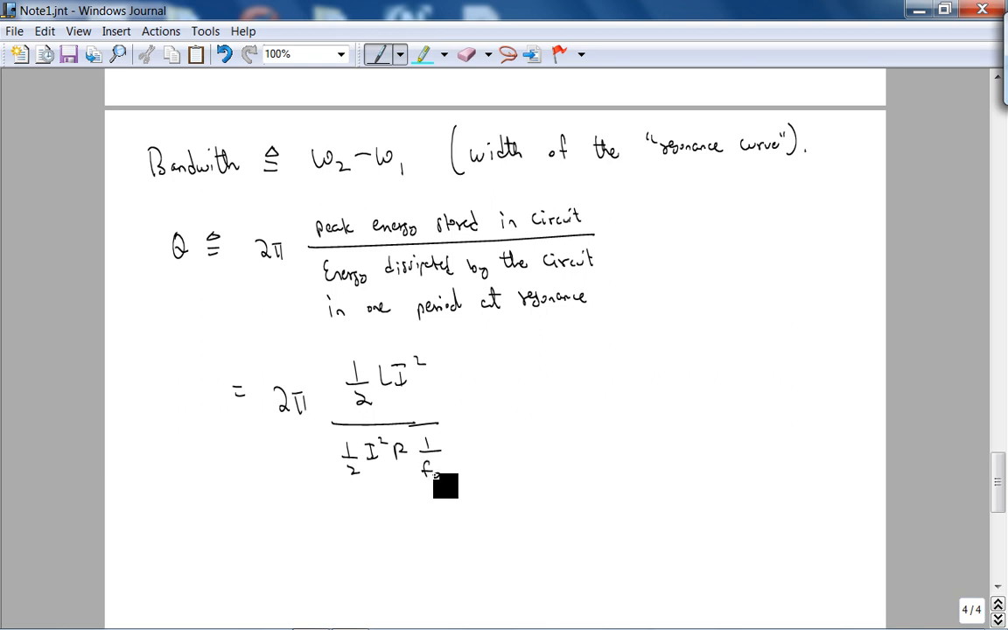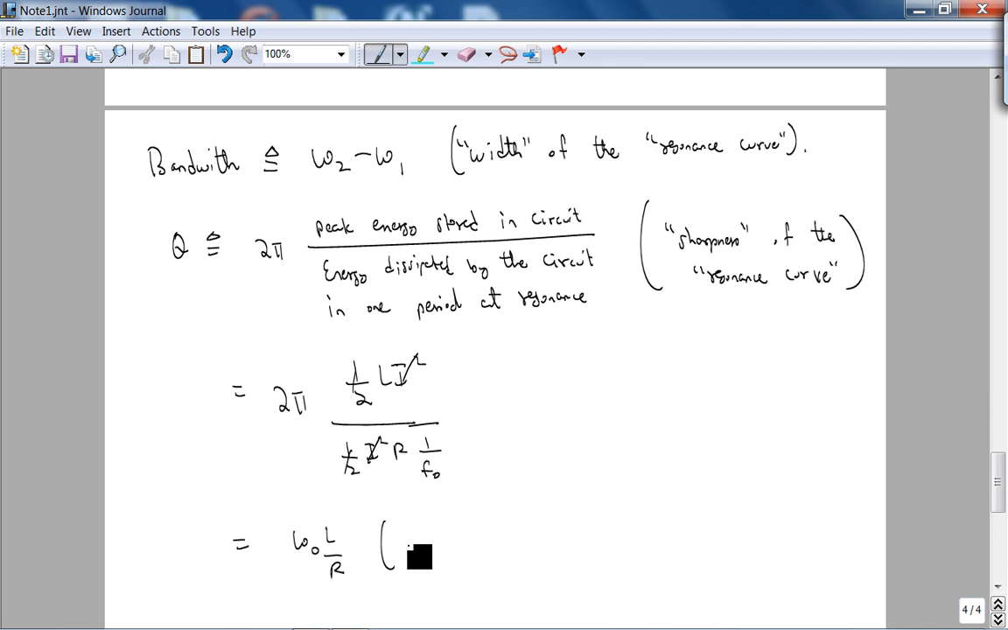And now you can see, so in other words, this gives you an idea of the sharpness of the resonance curve. Again, we'll look at what you mean by sharpness, width, resonance curve in the next lecture. So these cancel. Sorry. So this will become omega naught L over R, and an equivalent expression, which is not used that much, is omega naught. So this implies the Q is equal to omega naught L over R, or 1 over omega naught RC.